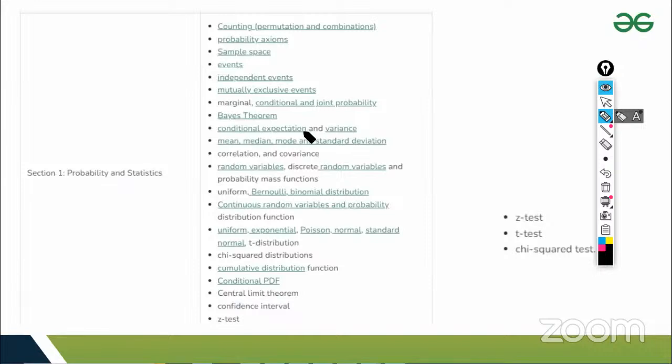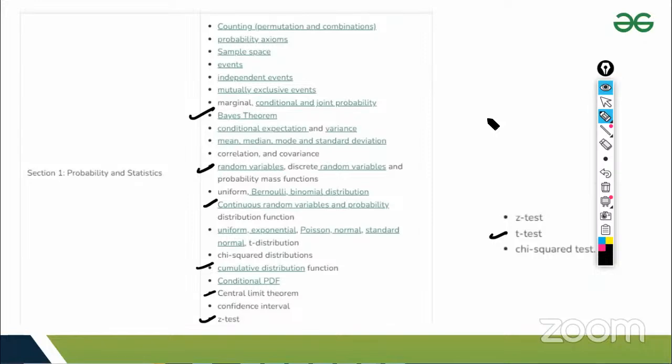Probability and statistics, here is the syllabus part. Last year they asked Bayes theorem, cumulative distribution, z-test, t-test, random variables, and one more, continuous random variable, and central limit theorem. These are the 6 or 7 topics they asked last year.